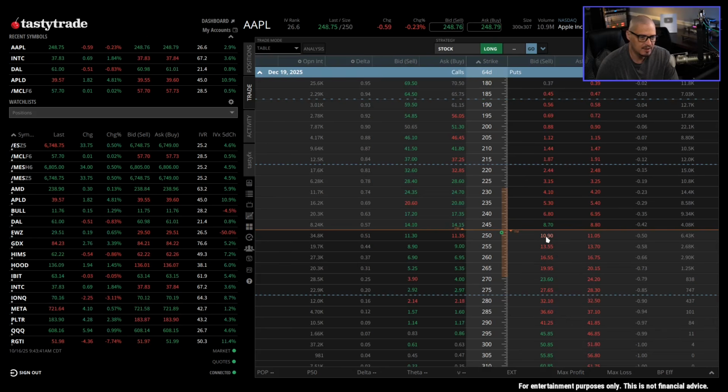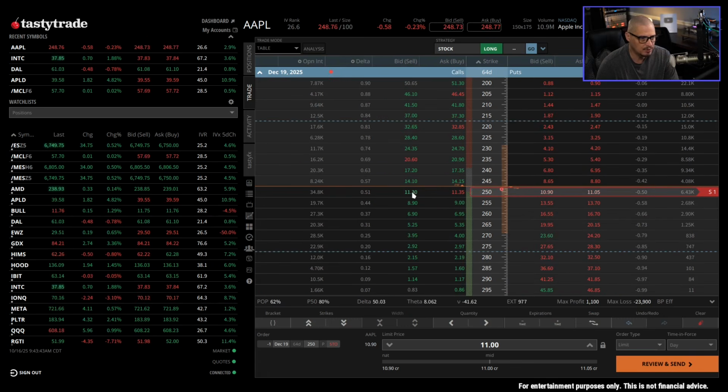One thing to note is typically the 50 delta options are your at the money options. So these are the at the money call and put, and you can see the at the money call has a 51 delta, the at the money put is a 50 delta. They're right around 50 deltas. So that's very important to know.